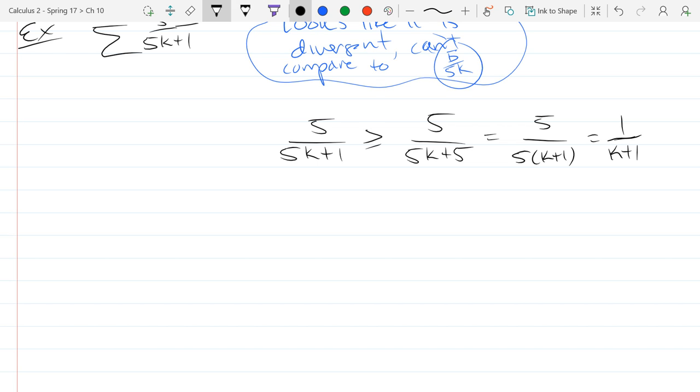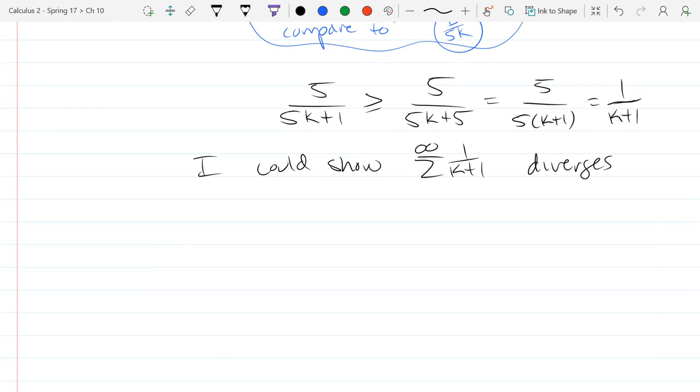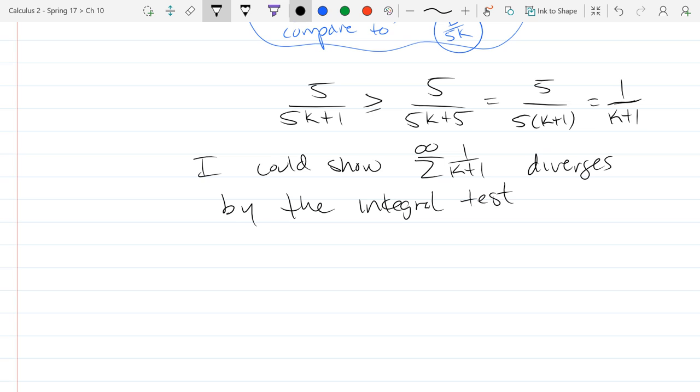So now I'm looking at this right here. And it turns out this one diverges, so then I can come back and say that the original diverges. I think I'd have to use the integral test, though, to show this one diverges. This is not a p-series, so you can't go and say divergent because it's a p-series. This is not in the right form for a p-series. So I could show this diverges by the integral test. It's a very easy integral. It's something like a natural log of x plus 1 goes to infinity, and that would be infinity. So I could use the integral test right here.